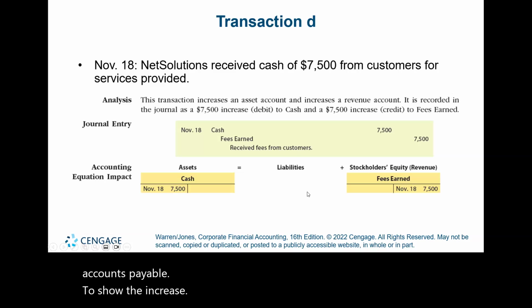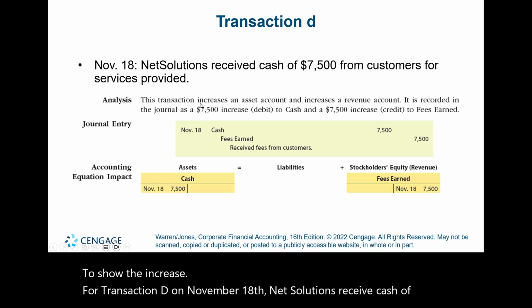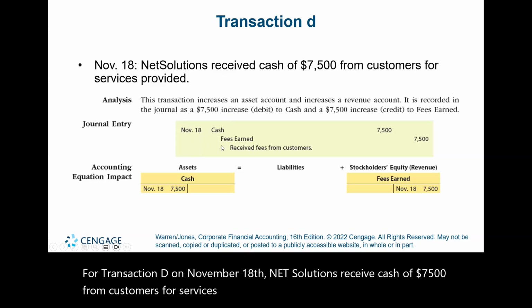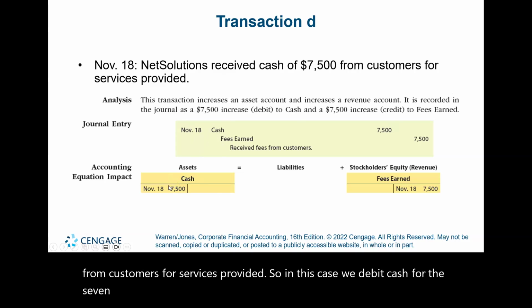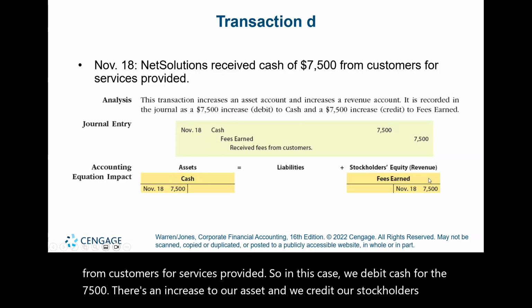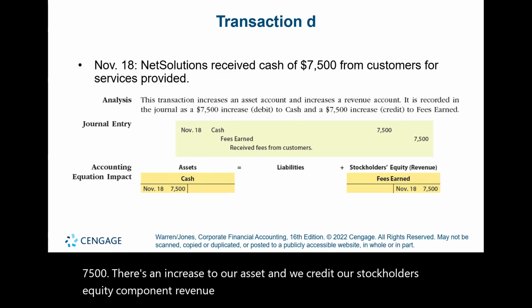For transaction D, on November 18th, Net Solutions received cash of $7,500 from customers for services provided. So in this case, we debit cash for the $7,500. There's an increase to our asset, and we credit our stockholders' equity component revenue for $7,500.